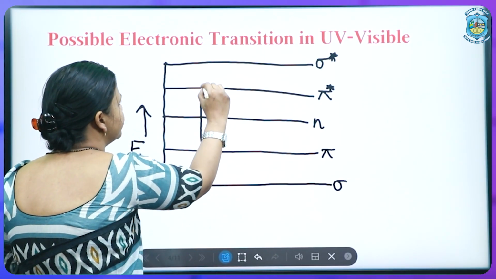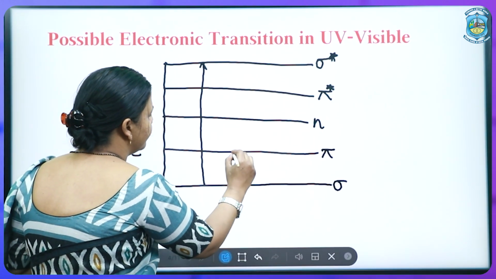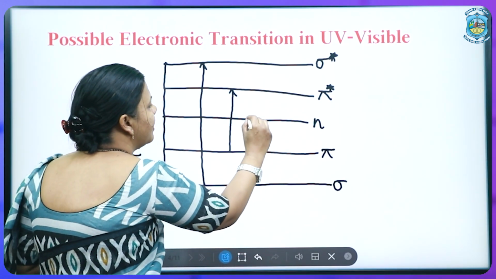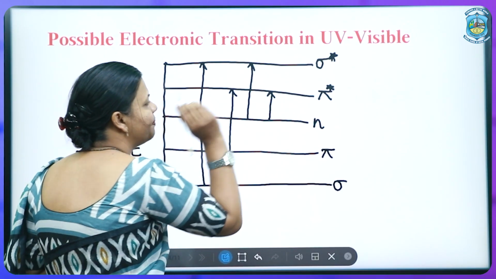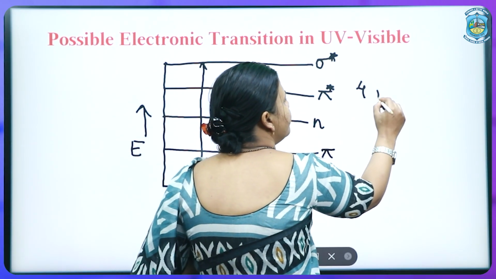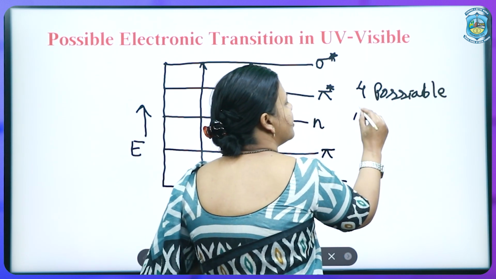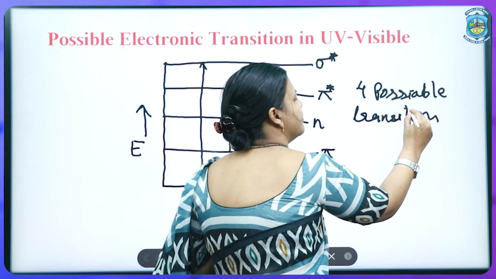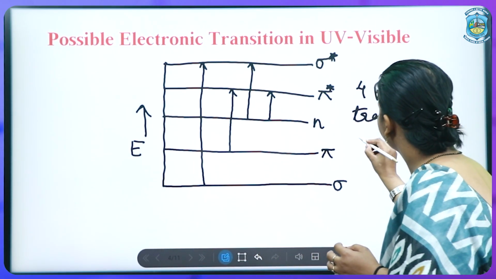first possible transition is sigma to sigma star, pi to pi star, n to sigma star, and n to pi star. So we can say that there are 4 possible transitions. And what are these 4 possible transitions that we are talking about?